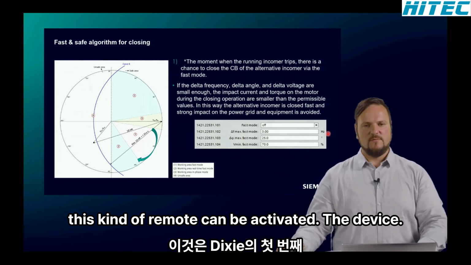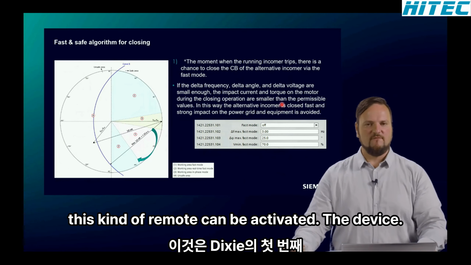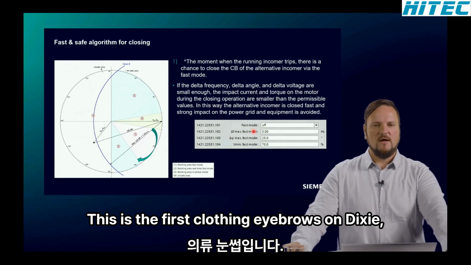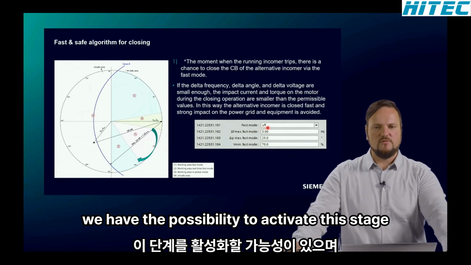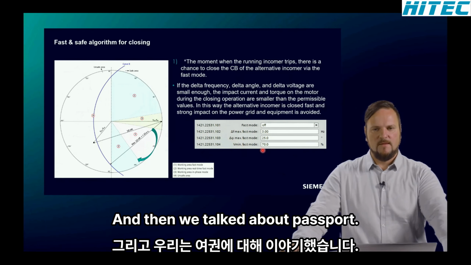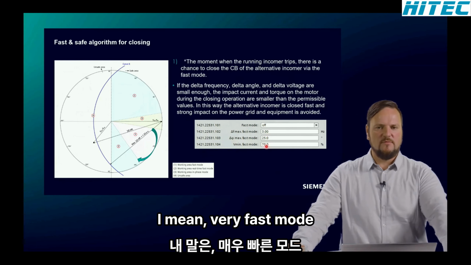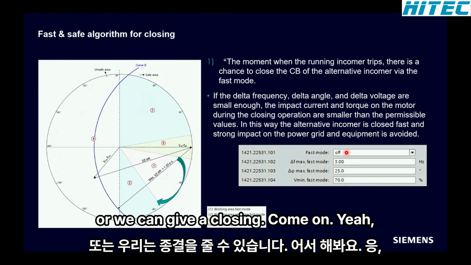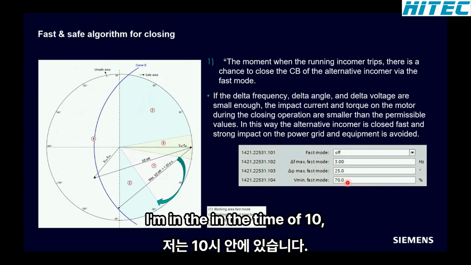And of course, these kinds of fast modes can be activated in our device. This is the first closing algorithm. That means here in DIGSI we have the possibility to activate this stage, and you have to set the settings here for the fast mode. And when we talk about fast mode, I mean very fast mode or ultra fast mode. That means under ideal conditions, we can close the breaker, or we can give a closing command, in a time of 10 milliseconds.